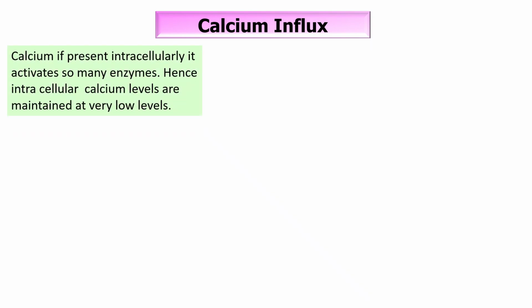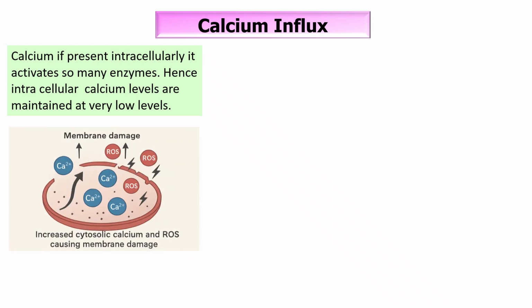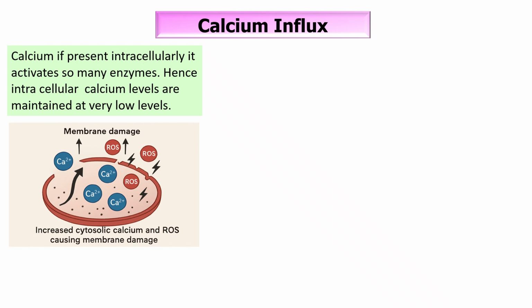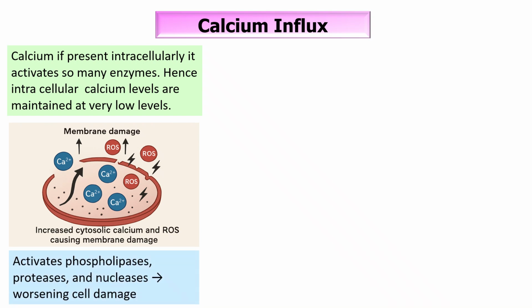Now coming to calcium influx, which is another hallmark of irreversible cell injury. Normally, calcium is present extracellularly, but intracellularly calcium is present at very low levels, because if it is present in excess in the cell, it activates so many enzymes. Hence, intracellular calcium levels are maintained at very low levels. But with the membrane damage, what happens? There is a large opening in the membranes which leads to free inflow of calcium into the cell. Hence, there is increased cytosolic calcium, because of which it activates various phospholipases, proteases, endonucleases and ATPases, which worsens the cell damage more.